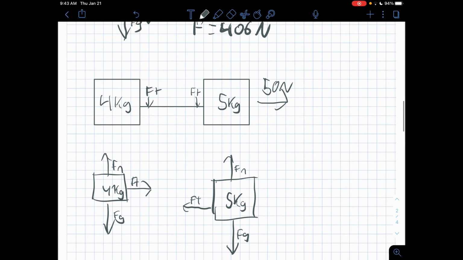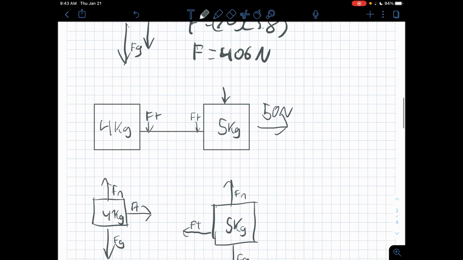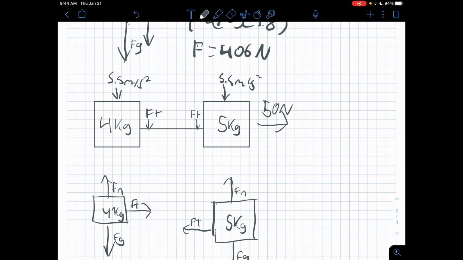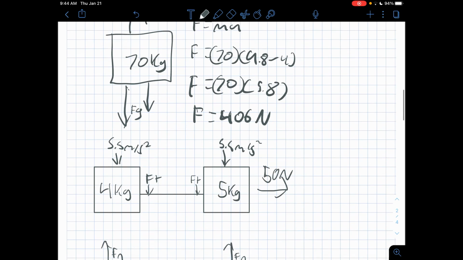So now we have the acceleration, so now what? Well, we have the acceleration of this whole system, which also means we have the acceleration for each individual block here. So that means this one is going at 5.5 meters per second squared, and so does this one. They're both moving at the same rate because they're connected, in the same system.